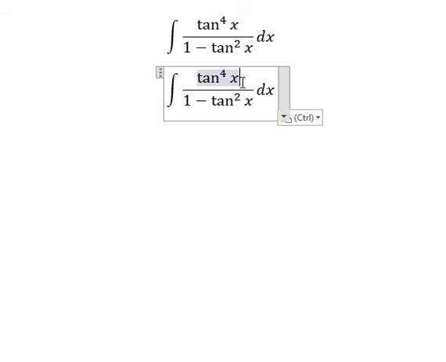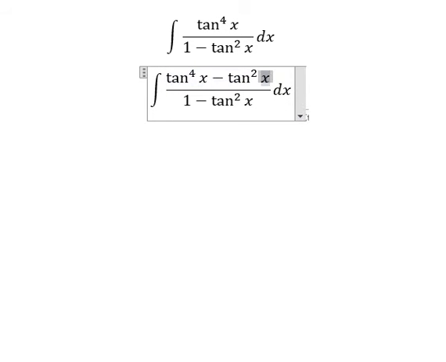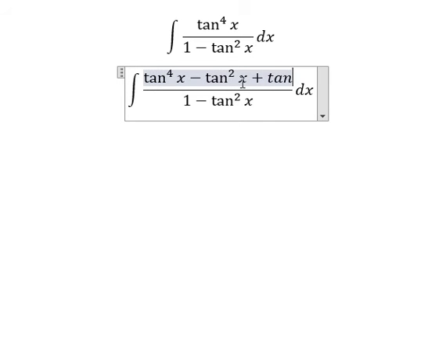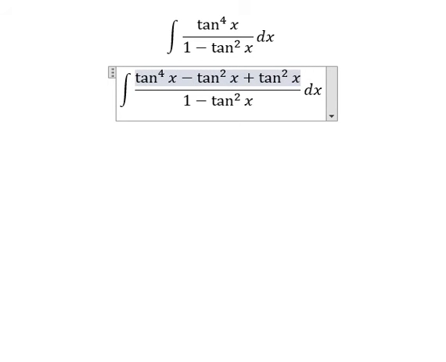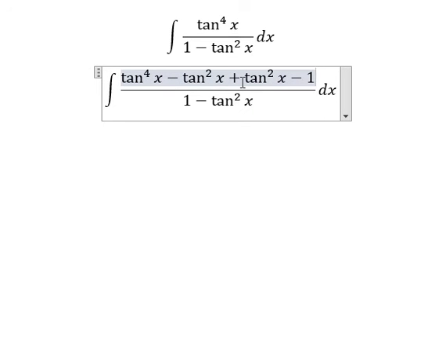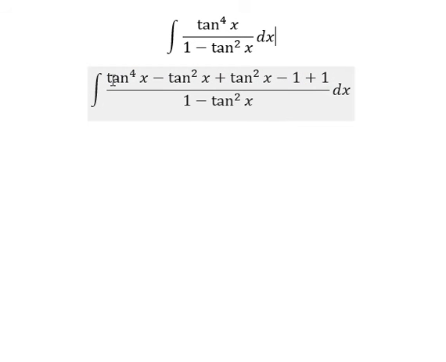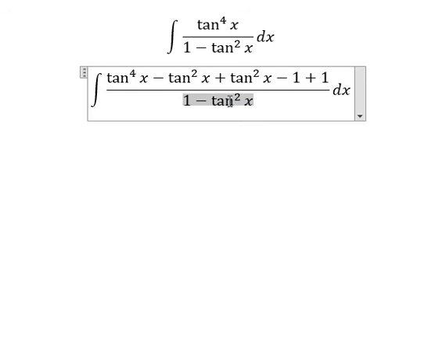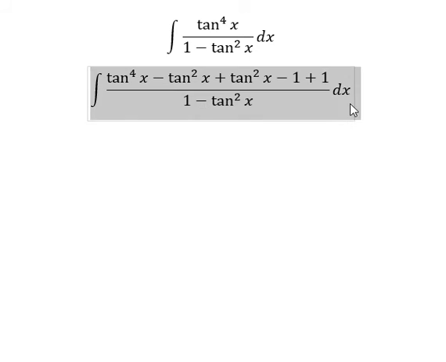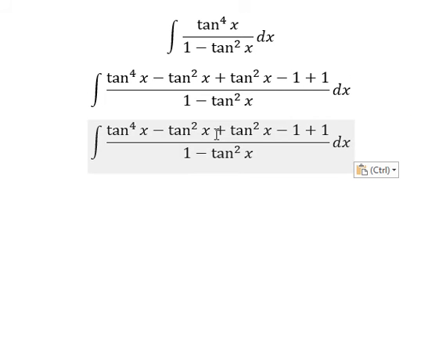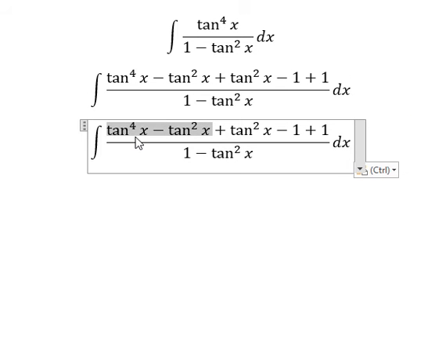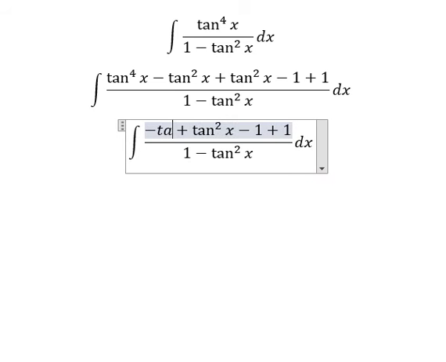We put negative tan s squared in here. That means we need to add tan s squared. Later we need to minus number 1, which means we need to put positive number 1, because I want to create the factor to divide by this one. So this one, we can put negative tan s squared.